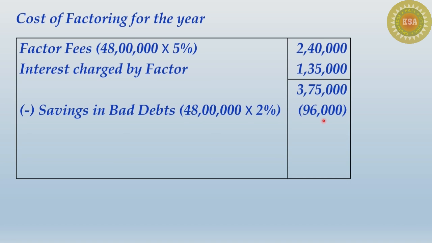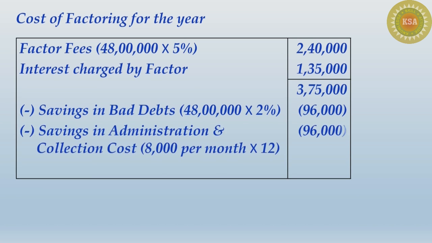Now with the appointment of the factor, this bad debt will be taken over by the factor, means the factor will bear the loss of bad debt, the company will not bear the loss of bad debt. As a result, from 3,75,000 you subtract this amount of bad debt that we have now effectively saved, and then also subtract the savings in administration and collection cost at the rate of 8,000 per month. For the entire year it will be 96,000.